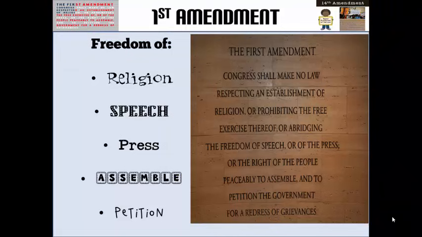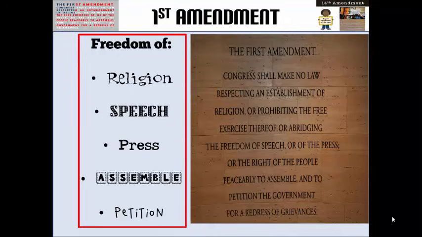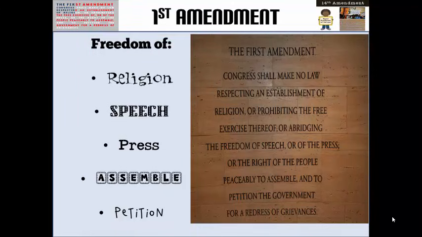So those are what are sometimes referred to as the Fab Five of freedoms in the First Amendment. And your test might give you a list of these freedoms as an answer, so you better memorize this list. First Amendment: freedom of religion, speech, press, assembly, and petition. And you better be able to recognize these rights in test questions.